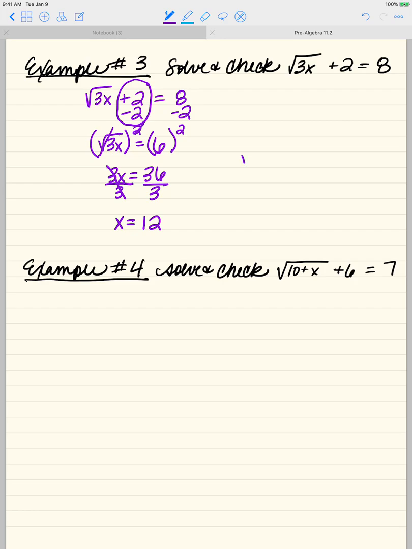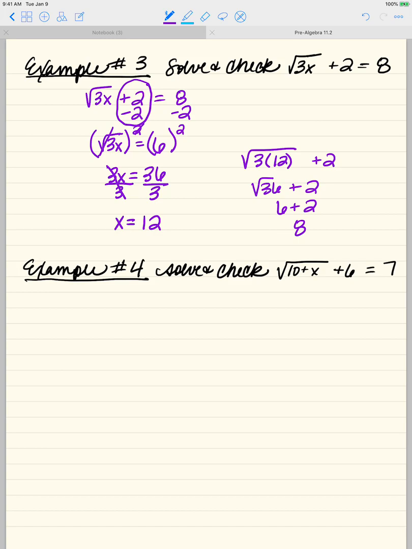And you can do a quick check on that. 3 times 12 plus 2. So that's the square root of 36 plus 2. 6 plus 2 is 8. We've done it correctly. How about example number 4?